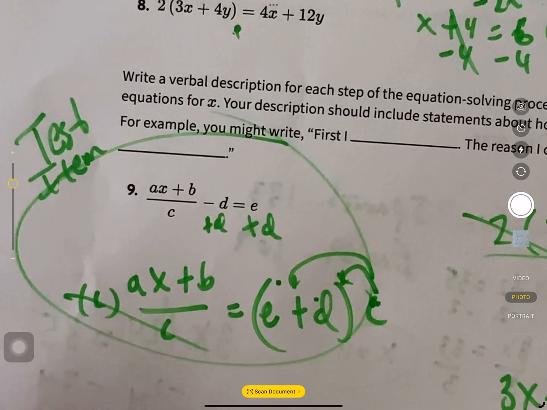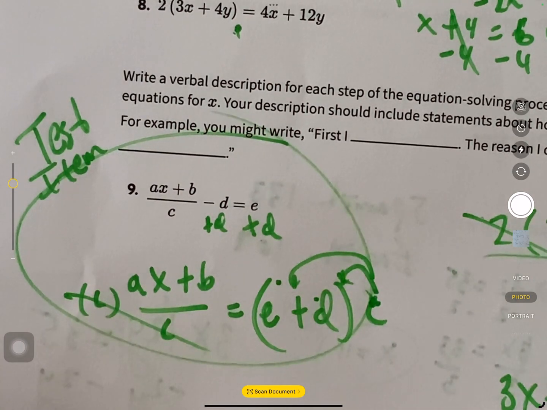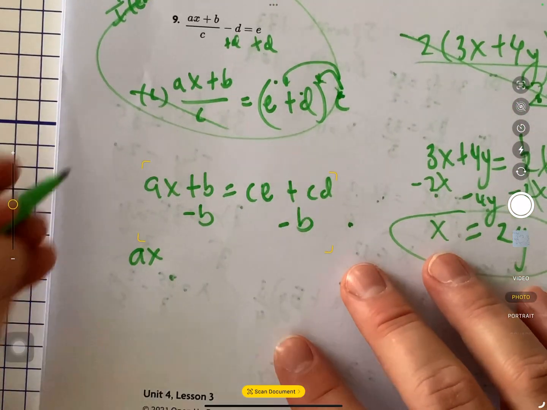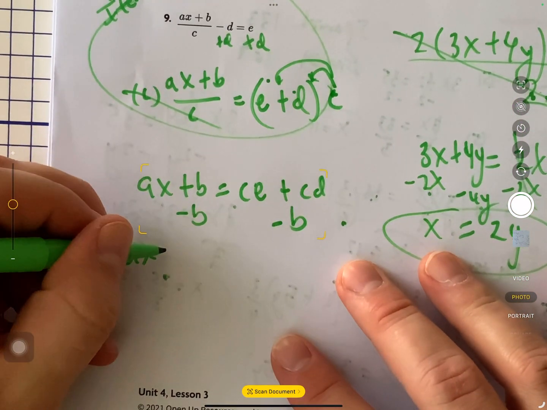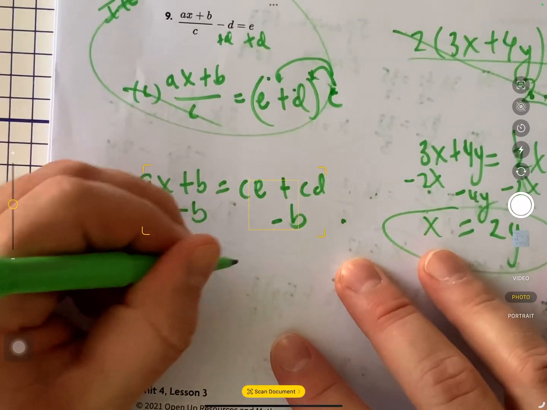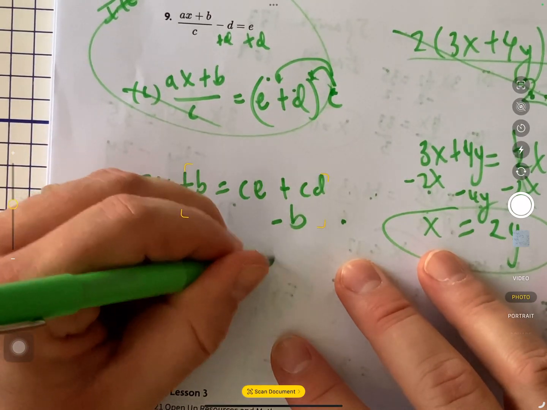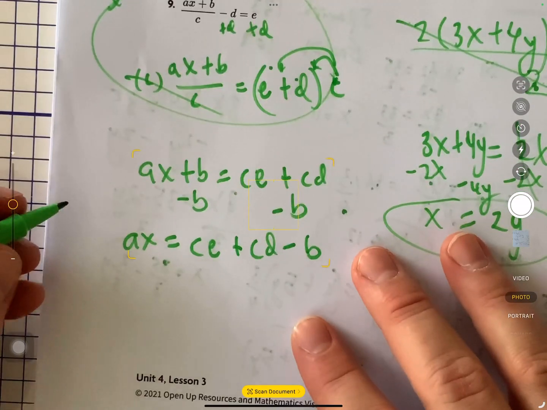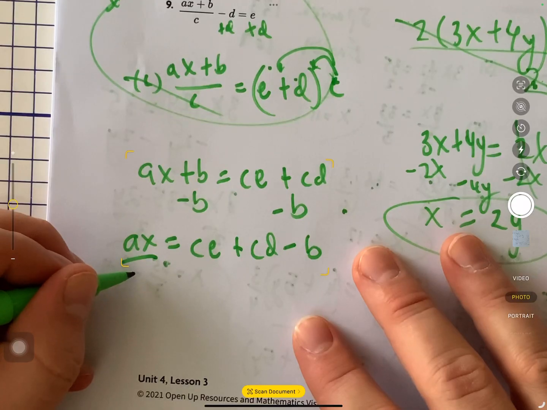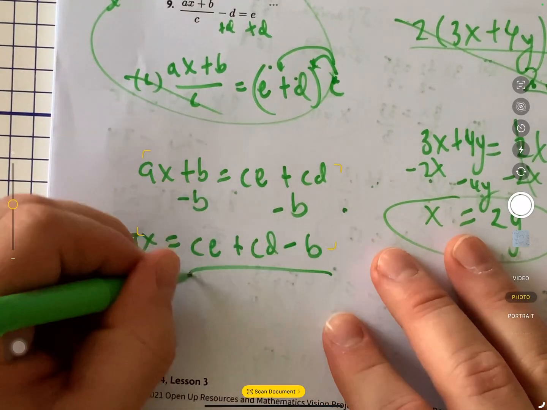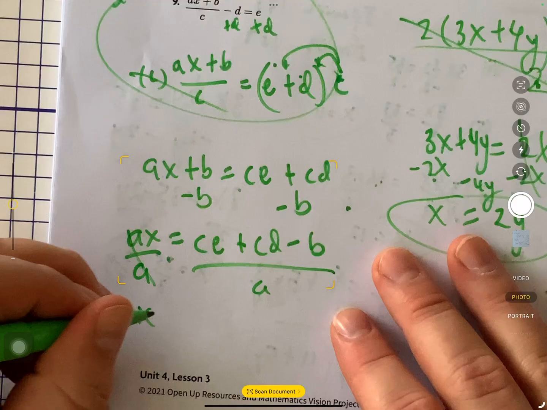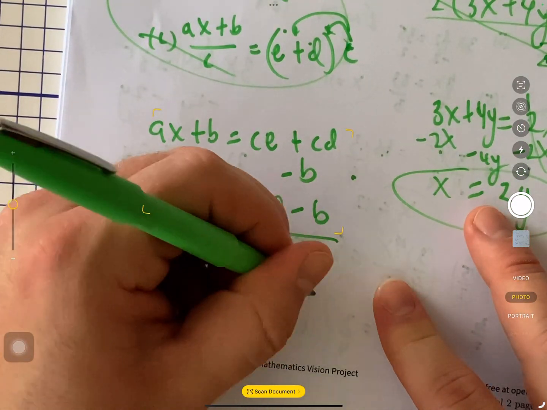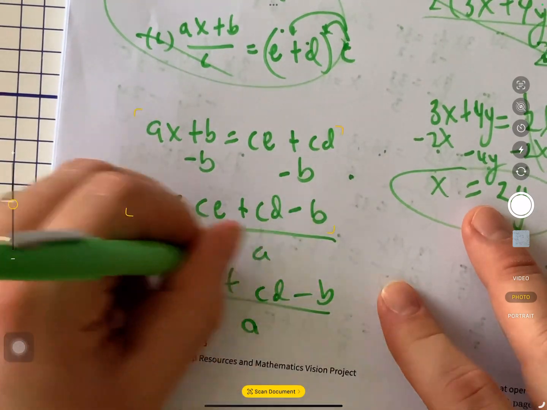Now subtract B from all that, and you have AX, oh, you're like, I can't see it. AX equals CE plus CD minus B. And then the last step is to divide by A because you're solving for X. So we're dividing everything by A. And you have X equals CE plus CD minus B over A, and it looks really weird, and there it is.